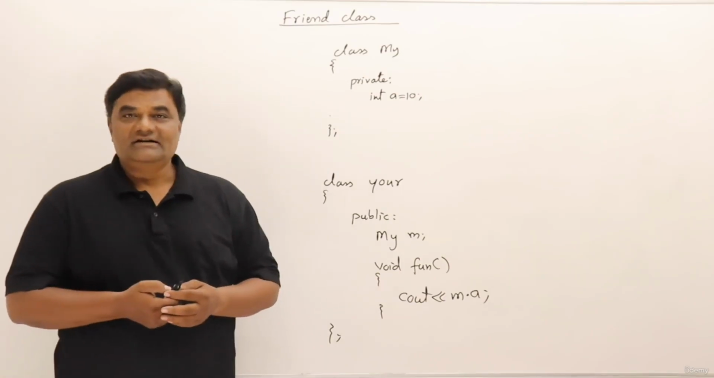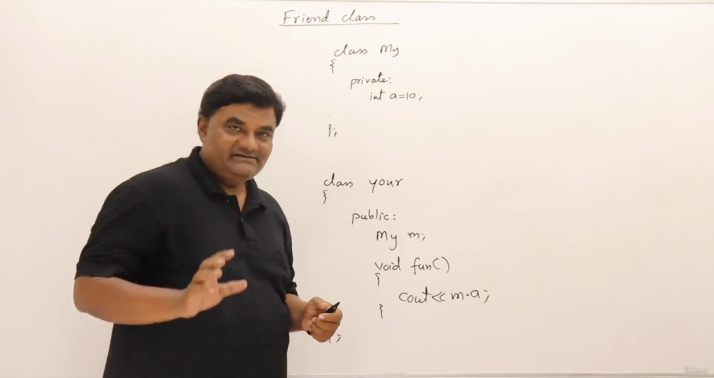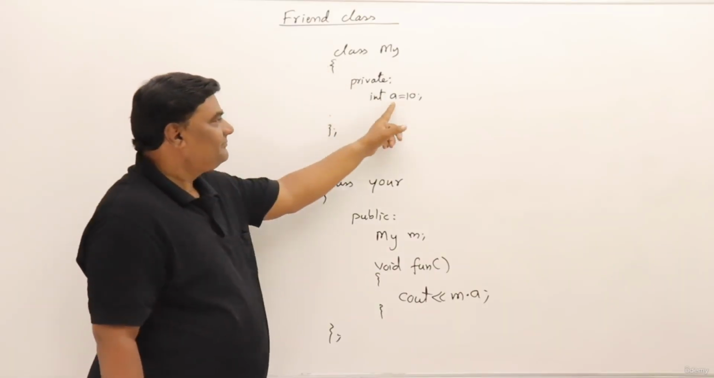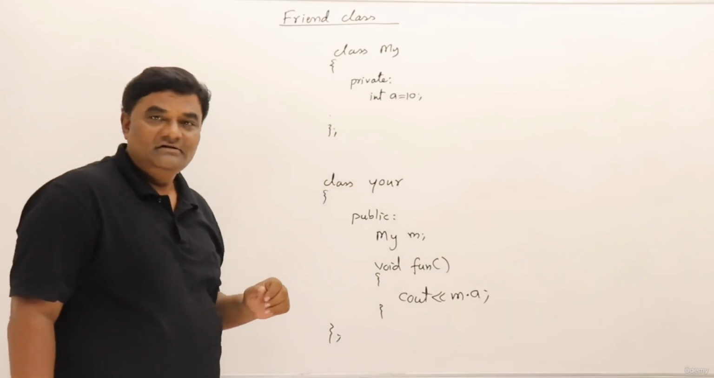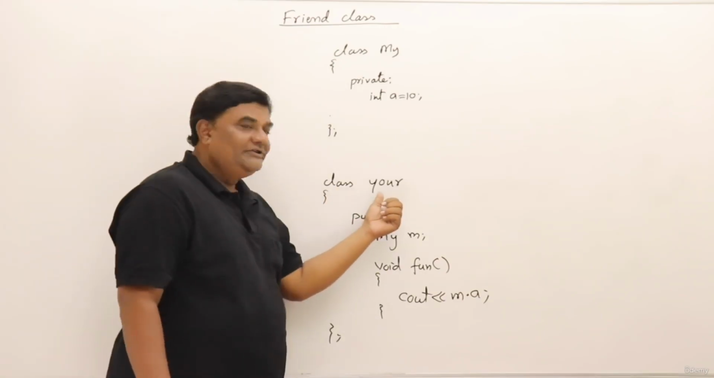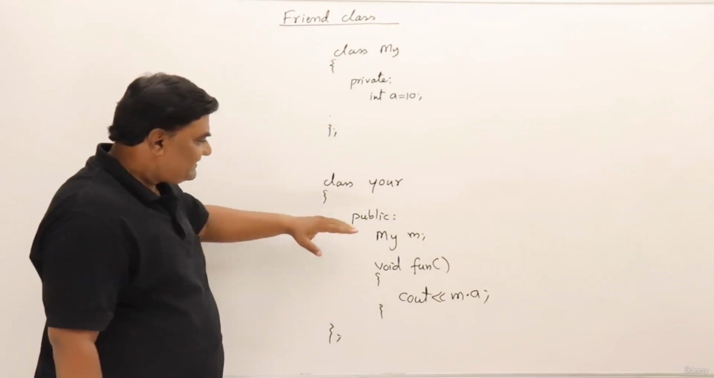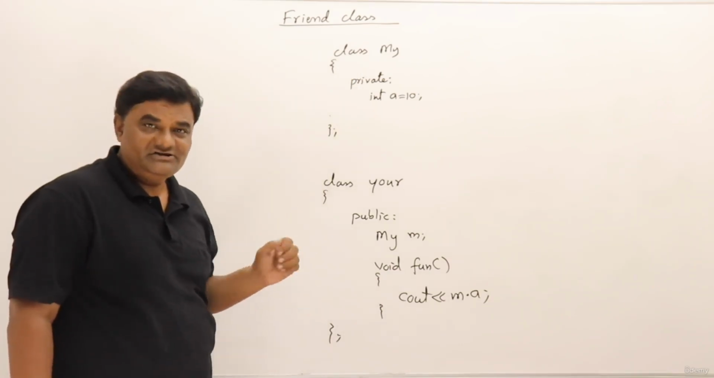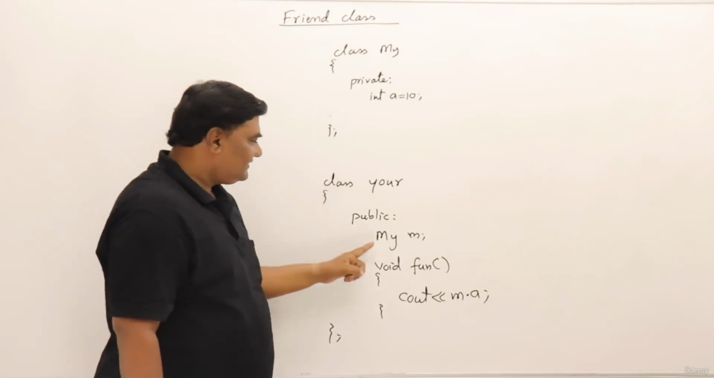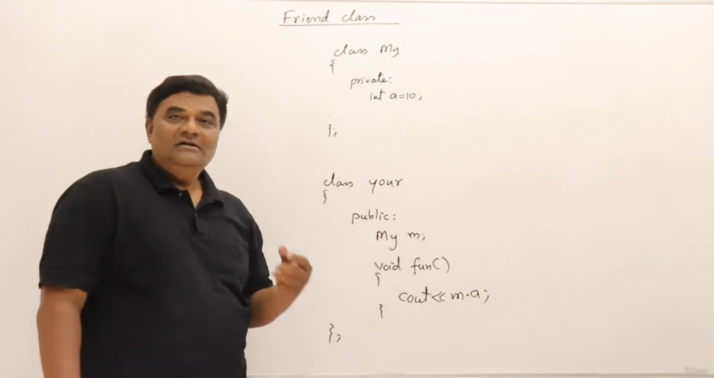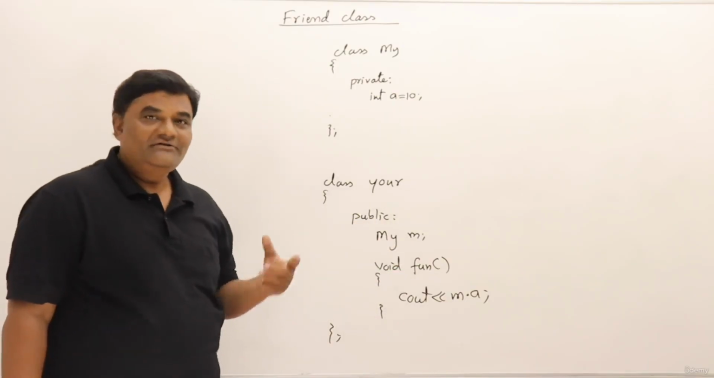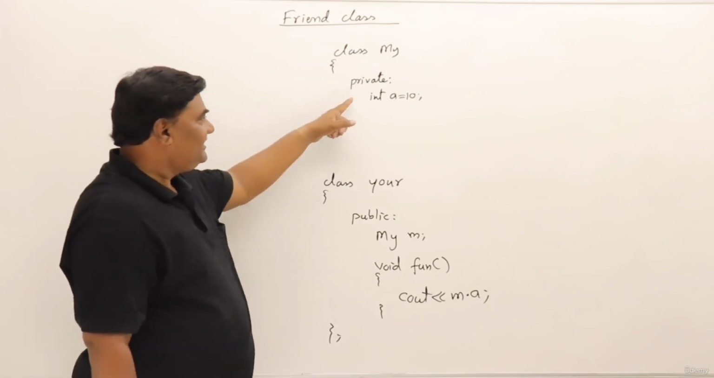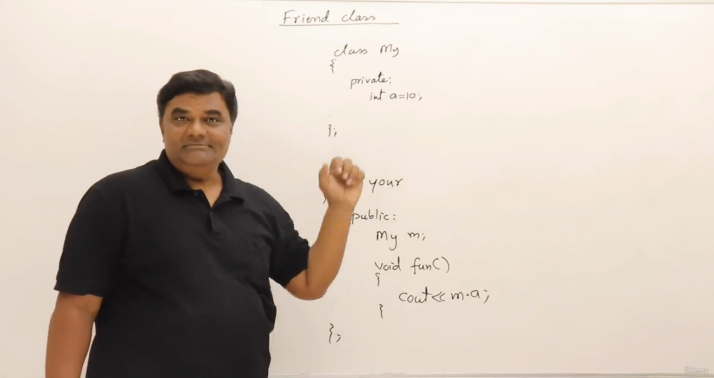Let us look at friend classes. For that I have an example here. There is a class called My, which has only one private member, A. Then I have a class called Your, which is taking an object of this class. This is a has-a relationship. It's having an object of that class, M. Now, upon an object, which members of a class can we access? Only public members. But My is not having any public member, it's having only a private member.